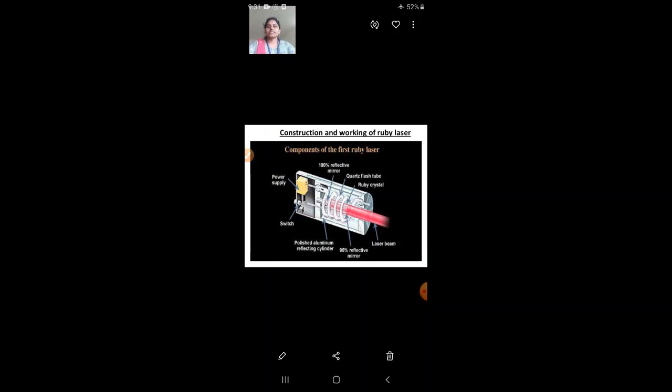So this is the ruby laser, the construction and working of the ruby laser. First, ruby. Ruby means what? That is a radiant color or pink color.